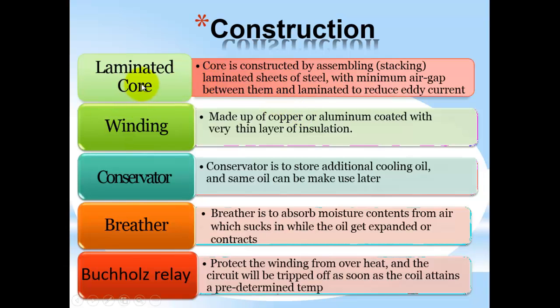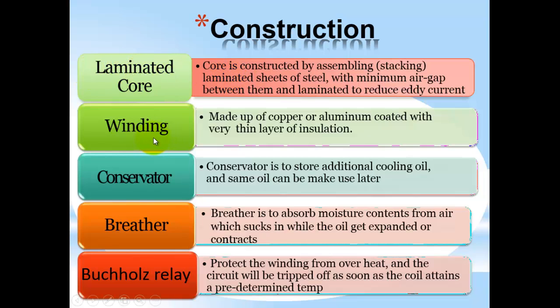Normally, the transformer consists of the core, which is laminated. The core in the transformer is constructed by assembling or stacking laminated sheets of steel with minimum air gap between them, and laminated in order to reduce eddy current and to maximize the permeability, in order to maximize the flux linkage to the secondary winding.